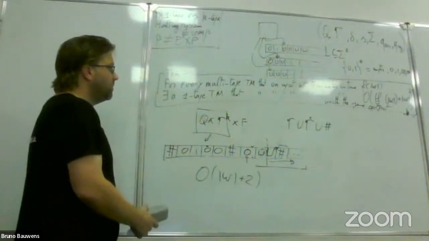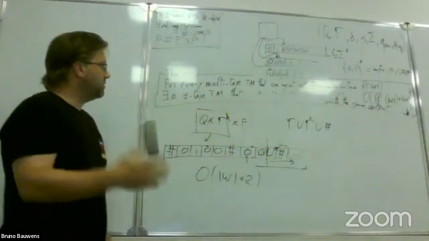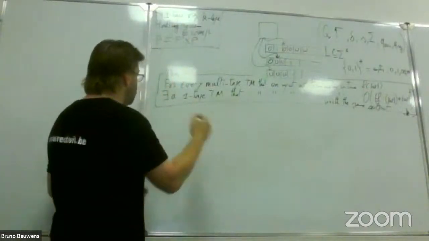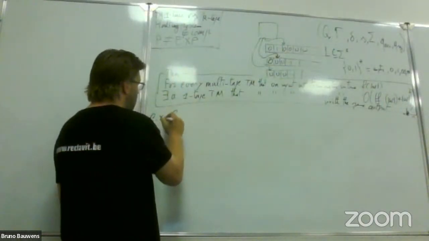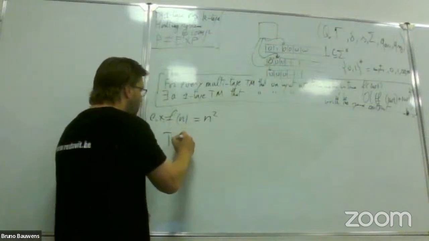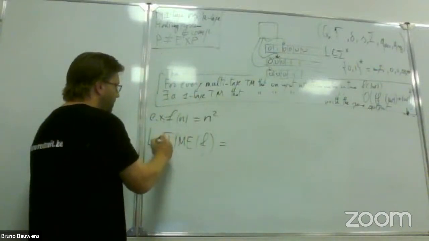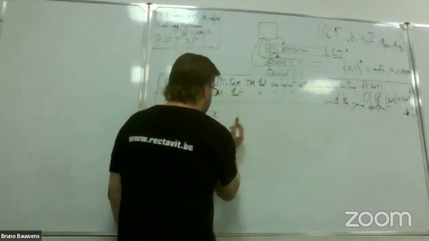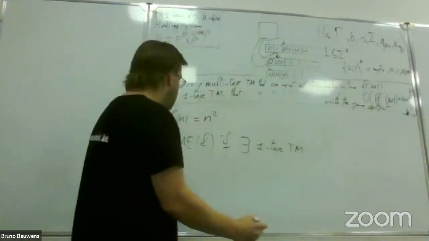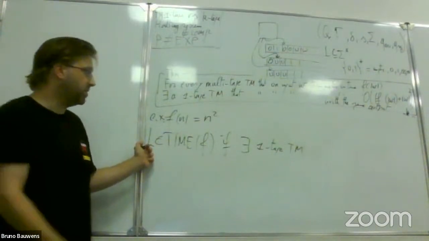Yes, so that's our theorem. And so there are some exercises. In Sipser, the class time of f of n, where f is some time bound, for example f of n equals n squared, quadratic time, is defined using one-tape Turing machines. So we say that the language L is in time f if there exists a one-tape Turing machine that decides L in order f of n steps.